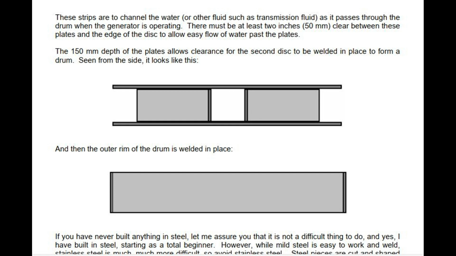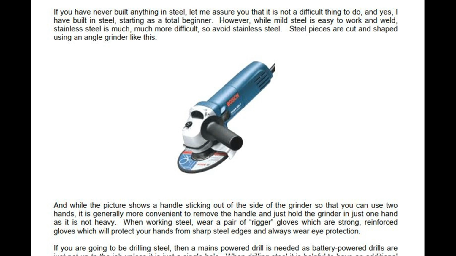If you have never built anything in steel, let me assure you that it is not a difficult thing to do, and yes, I have built in steel, starting as a total beginner. However, while mild steel is easy to work and weld, stainless steel is much more difficult, so avoid stainless steel. Steel pieces are cut and shaped using an angle grinder like this. And while the picture shows a handle sticking out of the side of the grinder so that you can use two hands, it is generally more convenient to remove the handle and just hold the grinder in one hand as it is not heavy.